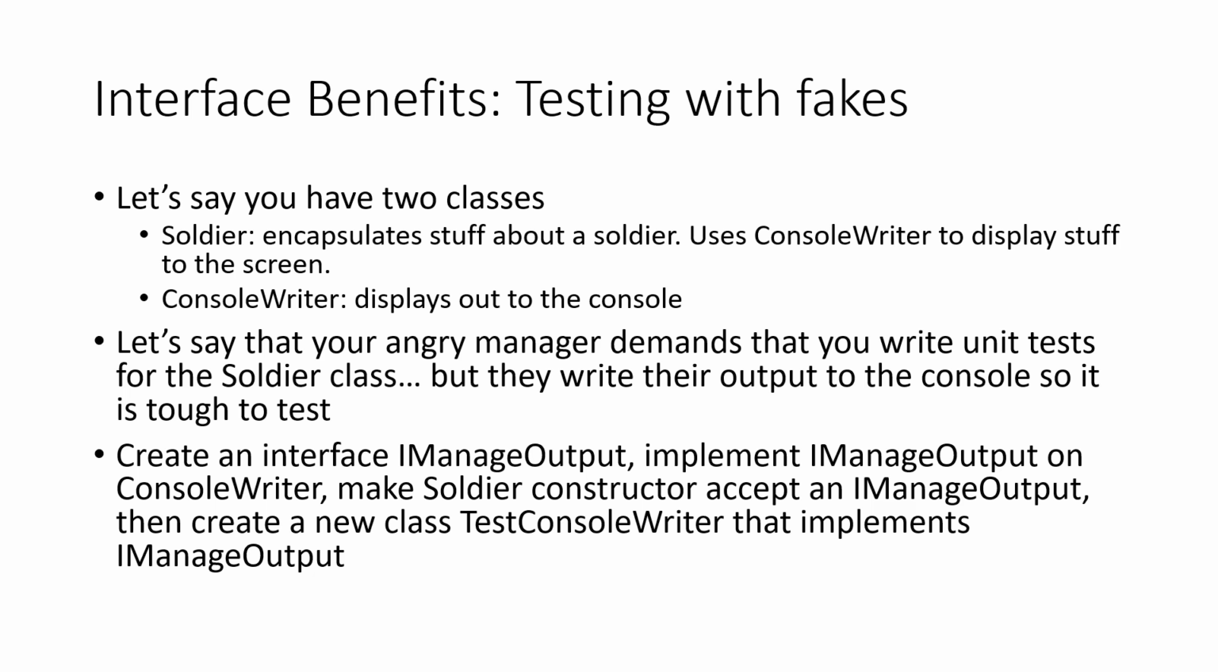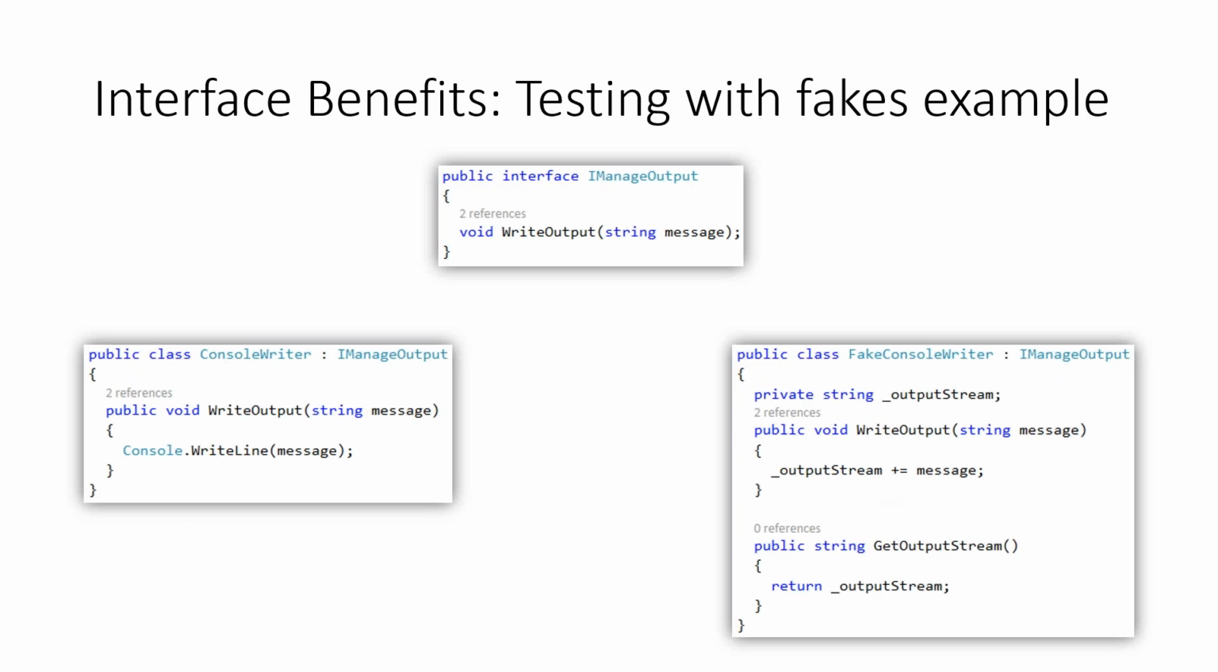Okay, so a way we can do this is by creating an interface. IManageOutput. Okay, IManageOutput is implemented on the console writer. So let's see what this looks like. I have an interface here called IManageOutput, and you can see here it's got a method, and this is all abstract. We know that we're going to write output, and it accepts a message, which will be the output.